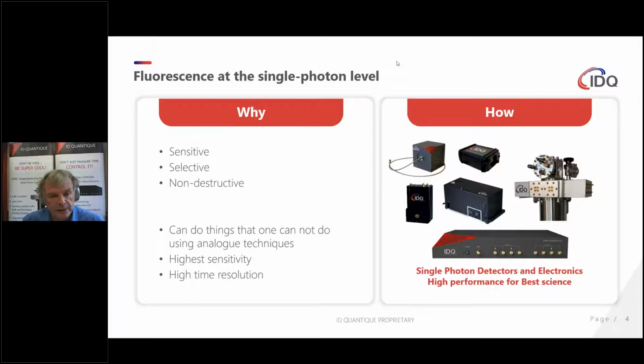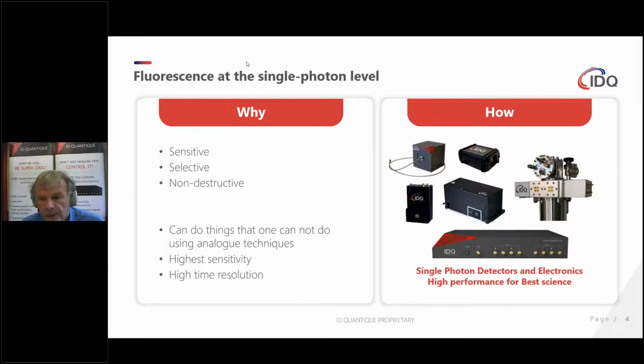Of course, it's the highest sensitivity because a single photon is the lowest energy level that you can detect, the lowest light intensity you can detect. You cannot split a photon into two. Indirectly you can, but that's a different thing. And of course, there's high time resolution. Intrinsically, it has the potential because if the photon arrives at a certain time and you have the right instrumentation, you can know exactly when it arrives.